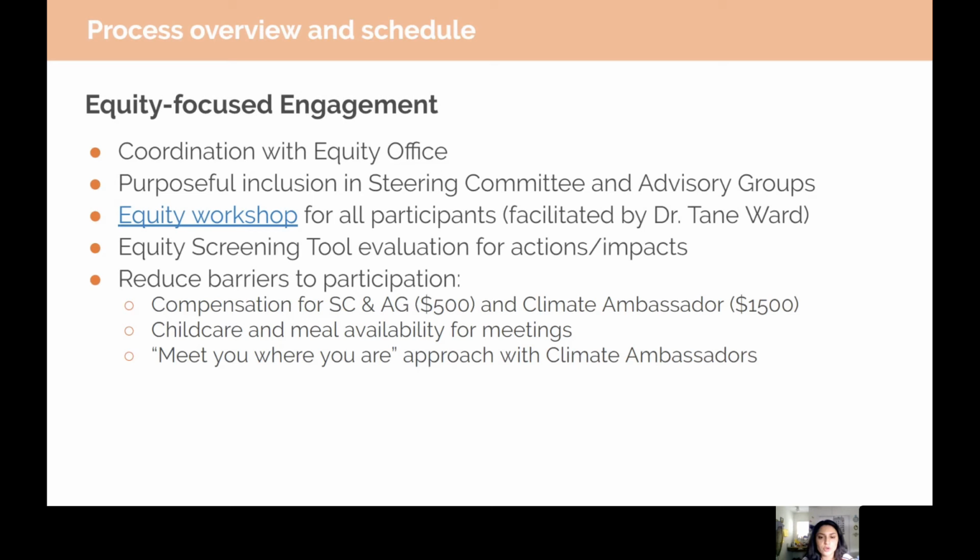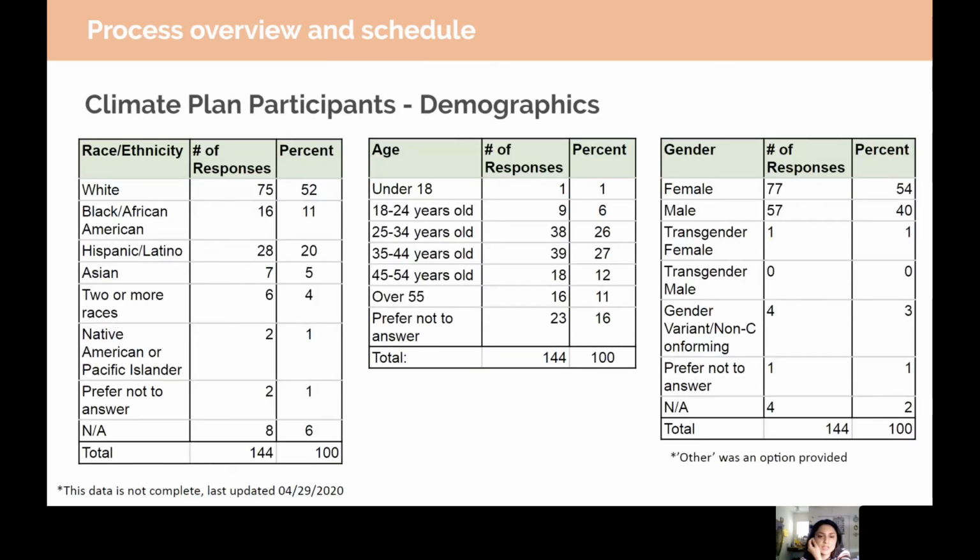That has been helpful for folks to be able to attend the meetings, because it is a lot asking people to attend 2-hour meetings twice a month. Also learning, providing childcare and meal availability for our meetings. And like I said, learning a lot from our climate ambassadors. And so here's the demographics collected for our participants.